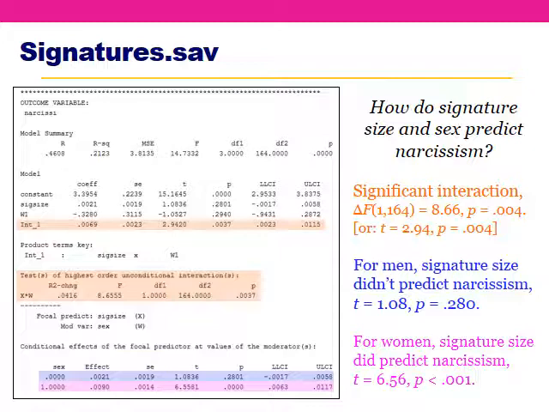All those steps that we used to have to do individually, now thanks to process, we can ask process to do them all at once. And it's very, very simple and very fast. So again, same example, different process, same result. We see a relationship between signature size and narcissism for women, but not for men.